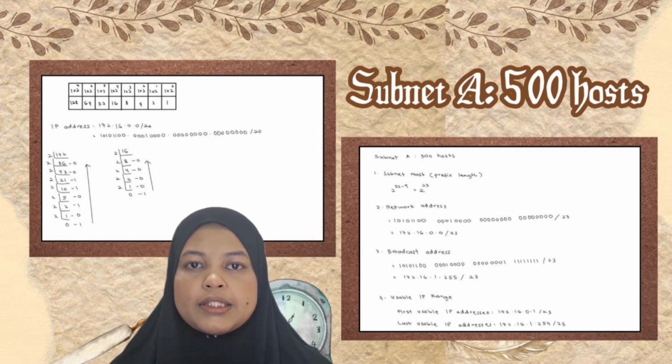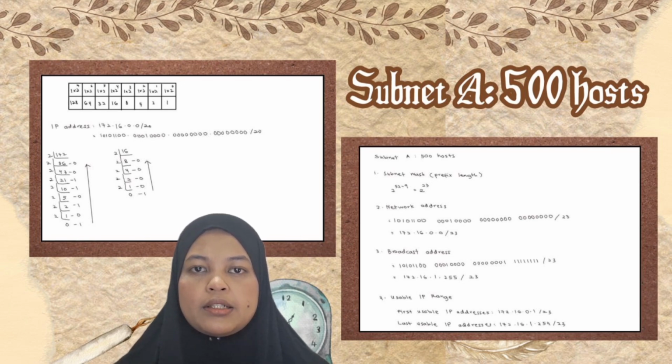Let's go through subnet A, which is 500 hosts and it is the largest block among the other subnets. First we have to find the subnet mask, which is the prefix length, and the formula is 2 to the power of 32 minus the power of the nearest number with 500. So the answer is 2 to the power of 23. So we get 23 as our new prefix length.